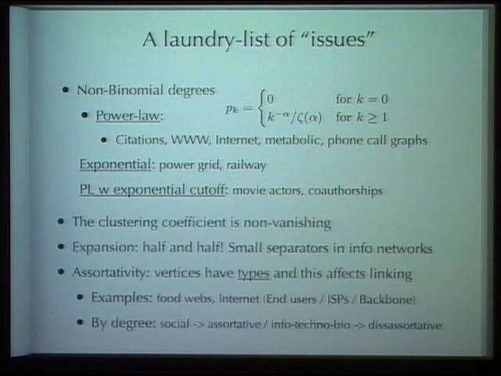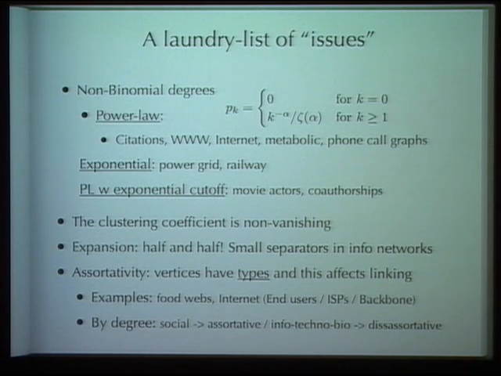A few more issues are the transitivity of adjacency. That is, the clustering coefficient in this graph is non-vanishing. I'll give you two definitions of clustering coefficients that are pretty similar, but you get the point. The point is there are many, many more triangles than what Erdos-Renyi predicts. Also, Erdos-Renyi graphs are incredibly good expanders. That's not necessarily true of large networks. Some of them are and some of them are not. Particularly in information-type networks, one can find pretty small separators that cut off significant chunks of the network.